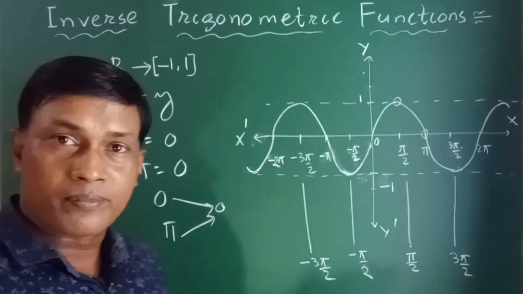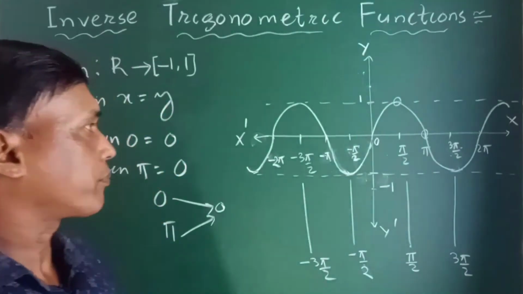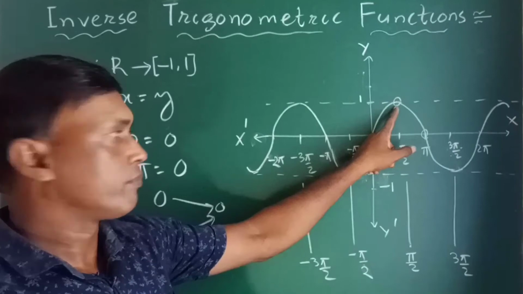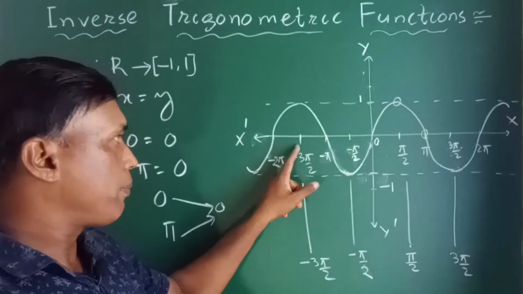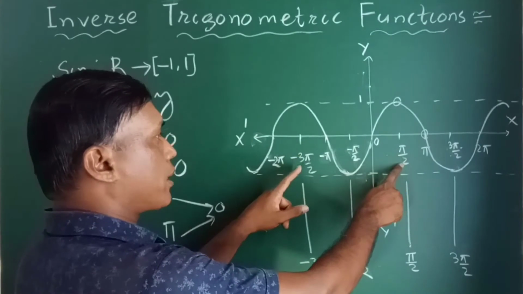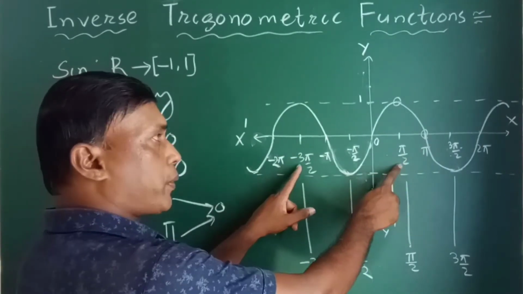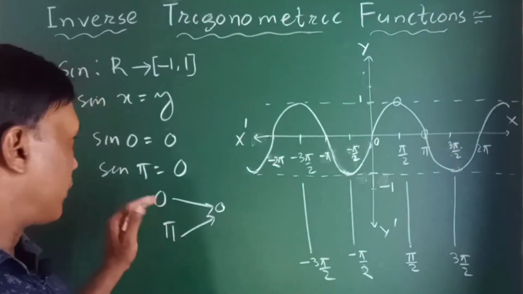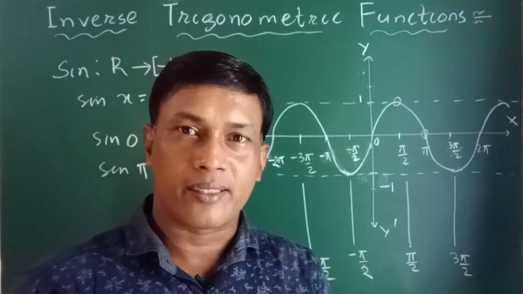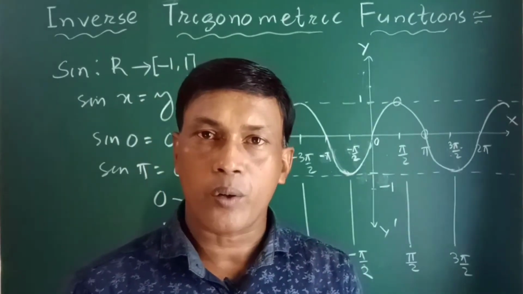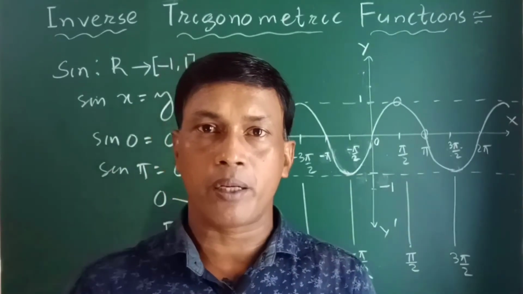Not only this, look here. If you take x equal to pi by 2, then y is 1. If you take minus 3 pi by 2, also y is 1. That means these two elements, minus 3 pi by 2 and pi by 2, have the same image 1. So the function sine is not bijective. If this is not bijective, then how can we find the inverse of this trigonometric function?